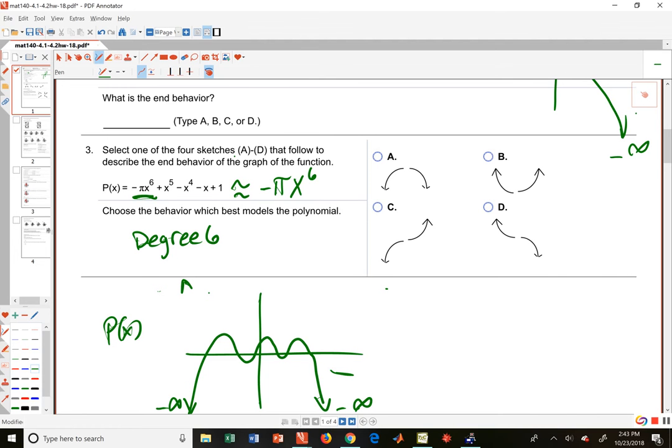So there we have it. That's the rough end behavior, and the wiggles on the inside are going to be affected by the lower degree terms. So what I'm saying is we're looking at A here. This is the end behavior of an even degree polynomial with a negative leading coefficient. The other possibility would have been B. That's for positive leading coefficients.